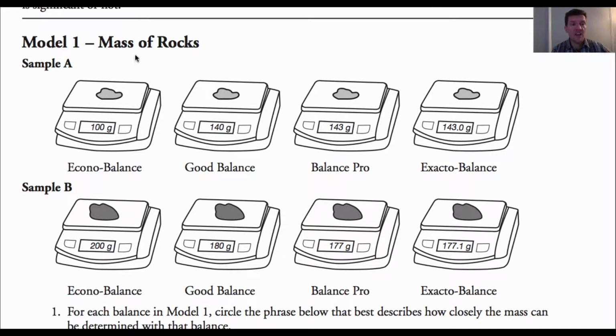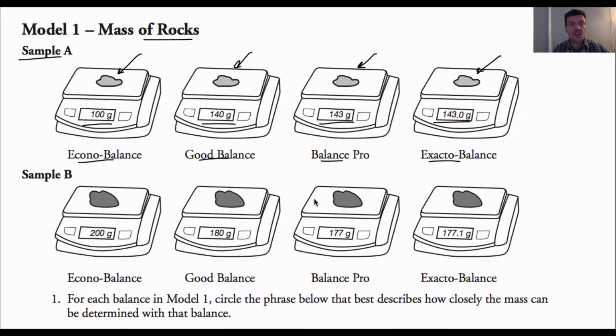Here's model 1, and you're going to be looking at masses of rocks. In sample A, you have a rock. This is the same rock here, by the way, on all 4 of these different scales, but you'll notice the measurement is different. So for this rock that you just moved from scale to scale or balance to balance, you have initially a measurement of 100 grams, and then 140, and then 143, and then 143.0, depending on which of the balances you used.